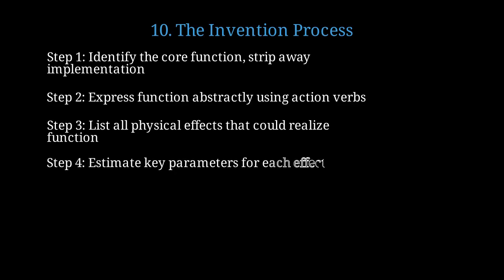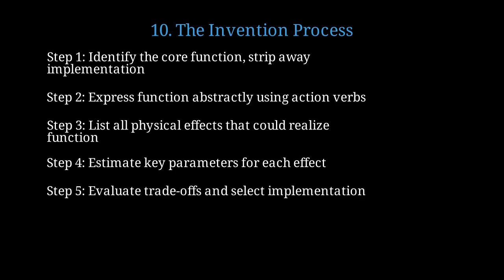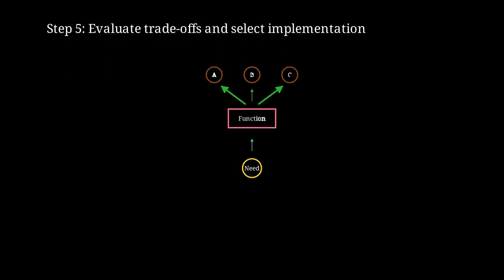Step 4. Make back-of-the-envelope estimates of key parameters like power, size, cost, and speed for each physical effect. Step 5. Evaluate the trade-offs and select the most appropriate implementation for your specific constraints. The process flows from identifying a need, abstracting to function, then expanding to multiple physical implementations.